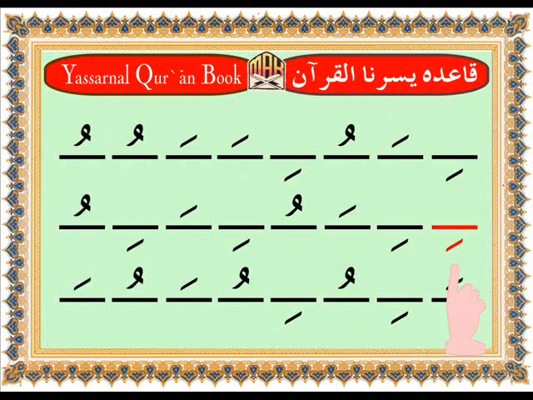Kasrah, below the line. Fathah, above the line. Zammah, above the line. Kasrah, below the line. Fathah, above the line. Kasrah, below the line. Zammah, above the line.